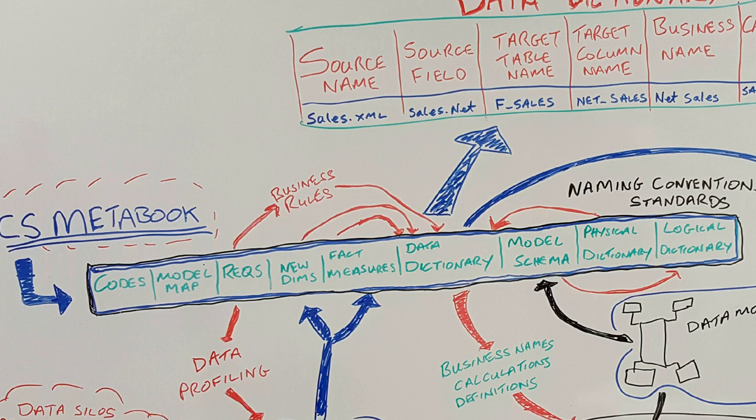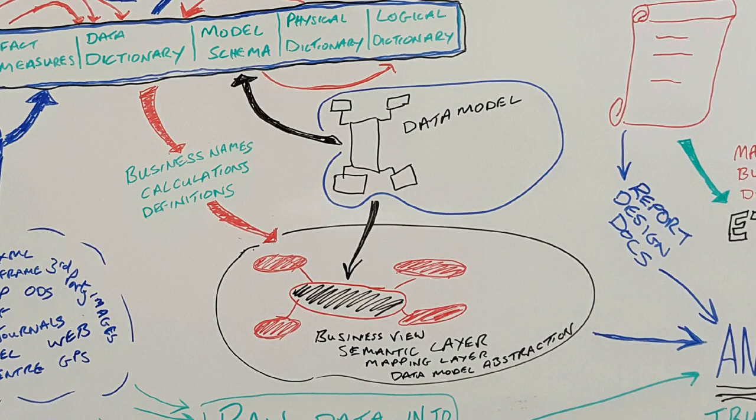From the metabook we can also derive business rules, and the business rules will help us with ETL transforms. Now the business names and calculations and definitions, not always but often, feed off into some type of data model, because after all we need a structure for reporting, and then they're translated for use by the business user through some kind of business view or semantic layer or mapping layer or data model abstraction. But that semantic layer needs to hold the business names, the calculations and definitions for all the objects, all the fields in the end analytics, and the business view and semantic layer needs to be in complete synchronization with the data dictionary. The naming conventions need to be agreed across departments.